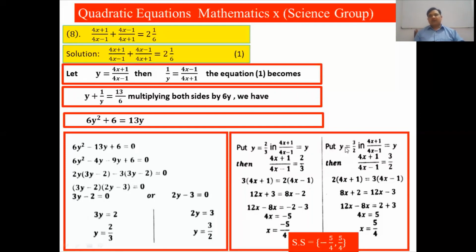Now when y = 3/2, then (4x + 1)/(4x - 1) = 3/2, just cross multiplication. We have 2(4x + 1) = 3(4x - 1). So multiplying with 2, we have 8x + 2, and here we have 12x - 3. Now we have to shift the 8x to the right hand side, and the other terms to the left hand side. So we can write 12x - 8x, and 2 + 3 we have 5. So we have 4x = 5, x can be written as 5/4.